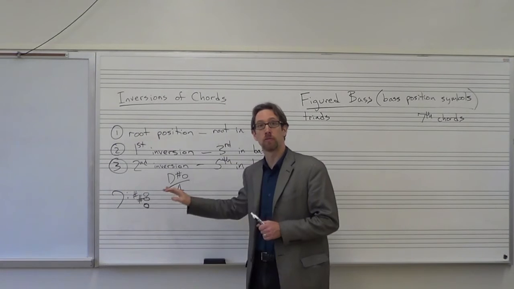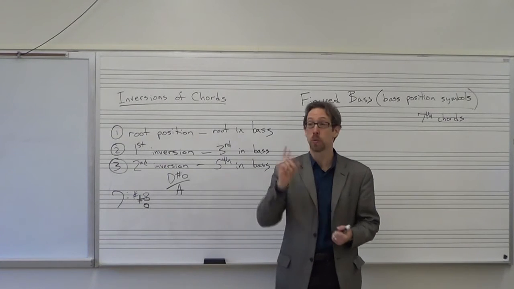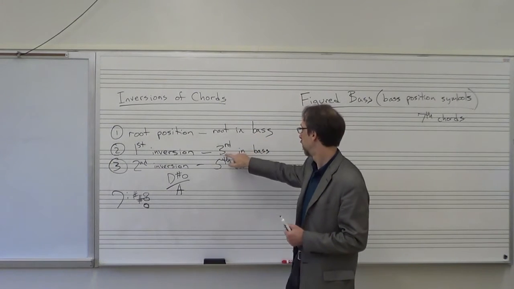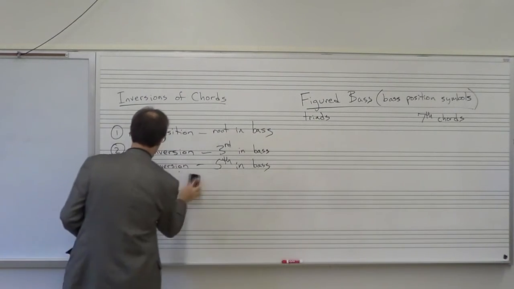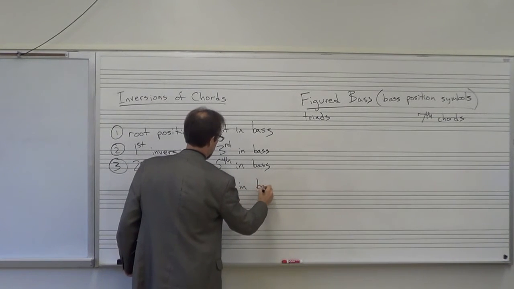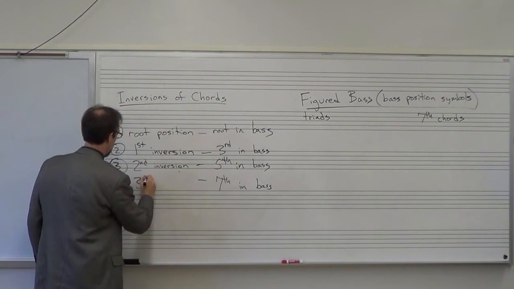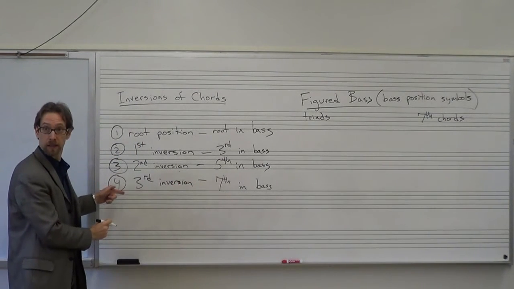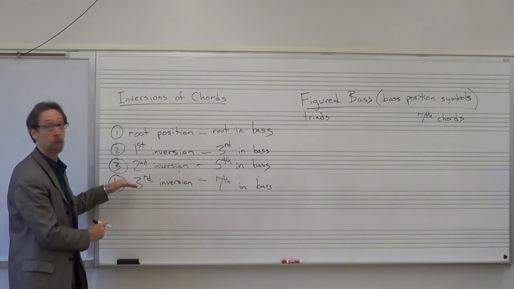Now, this is great. We've covered everything until we get to seventh chords. With seventh chords, there's one more possibility in terms of position, because the root could be in the bass, the third could be in the bass, the fifth could be in the bass, or the seventh. So, when we put the seventh of the chord in the bass, we now have third inversion. So there's four possibilities: root position, first inversion, second inversion, third inversion, when you deal with a seventh chord.